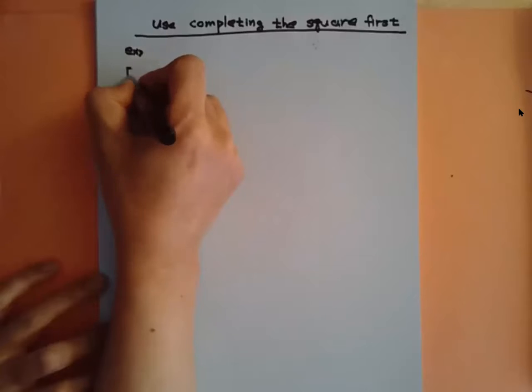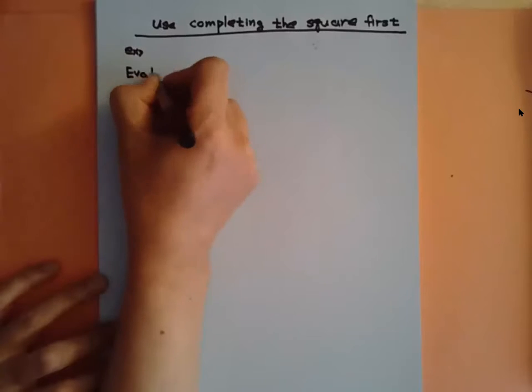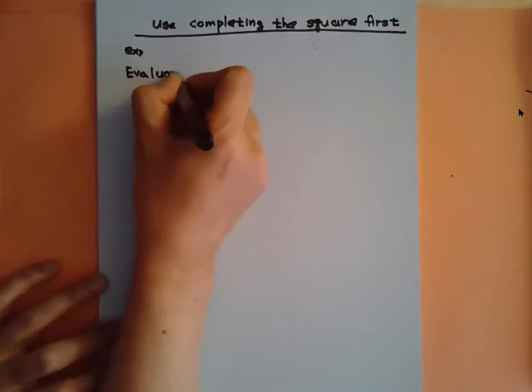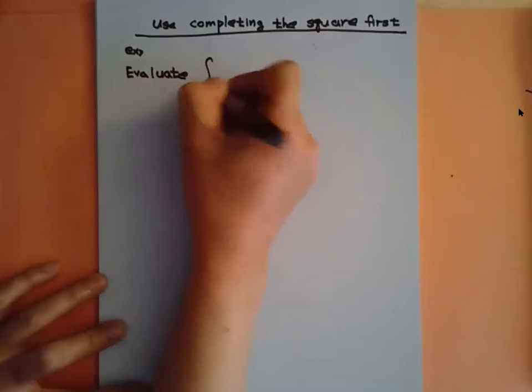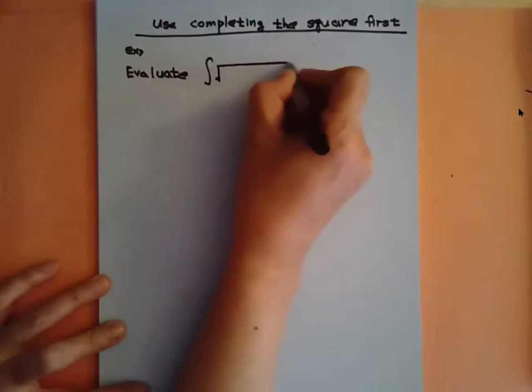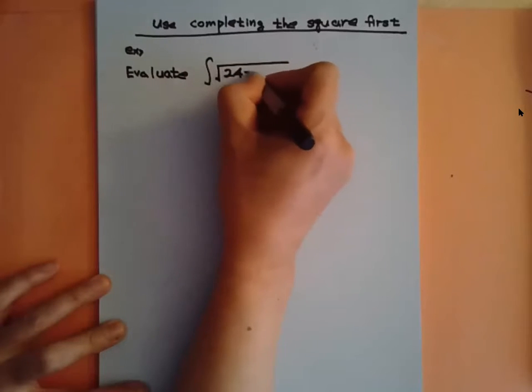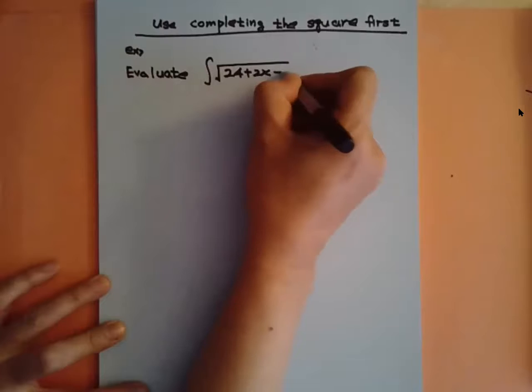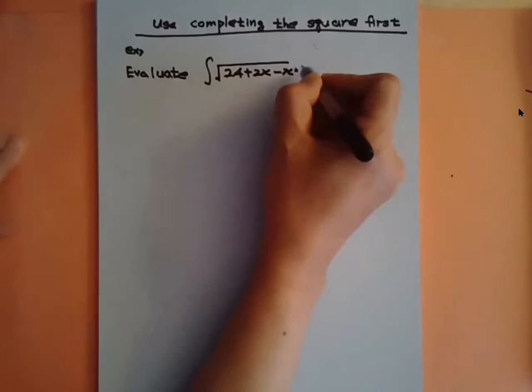Let me copy the problem first. Evaluate the integral of the square root of 24 plus 2x minus x squared dx.